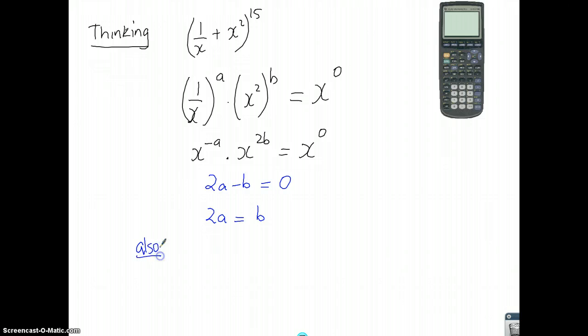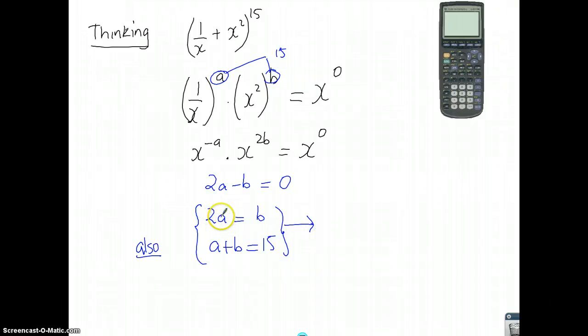Also, what else do we know about a and b? A and b have to add together to give 15, don't they? So we know a plus b has to equal 15. You do have a set of equations there you could figure it out, or just by intuition, straight away, if a is equal to 5, b equals 10, 5 plus 10, 15. There we go. A equals 5, b equals 10. So now we can figure out our term.